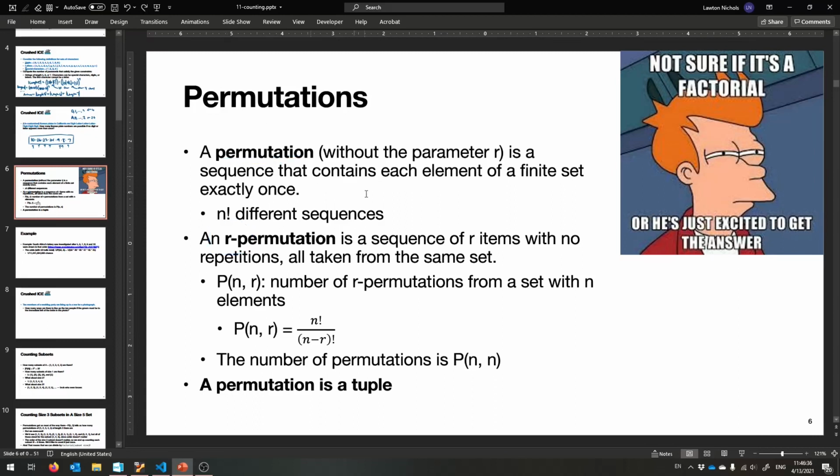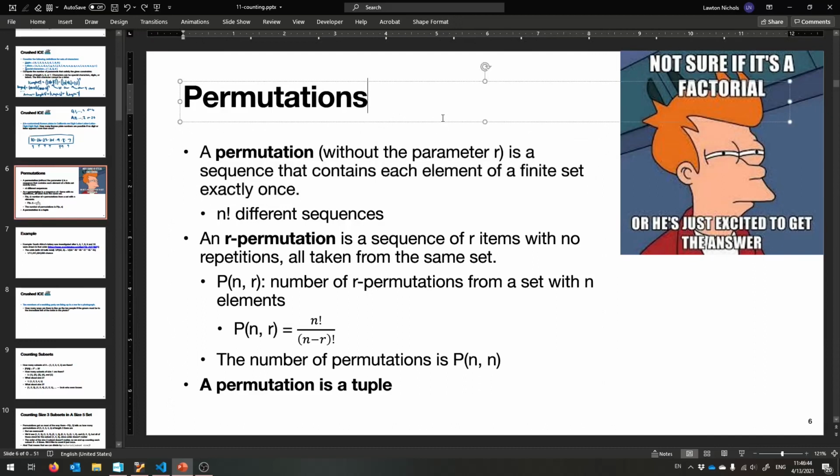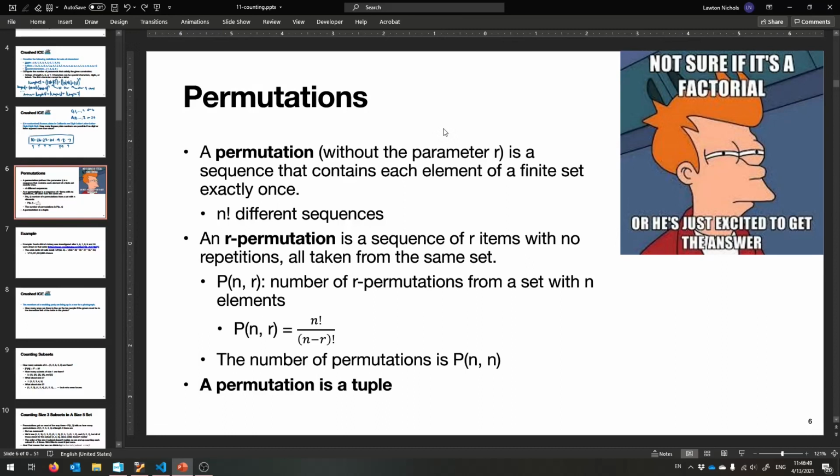So a permutation just by itself is a sequence that contains each element of a finite set exactly once, okay? So if my set A is like 1, 2, 3, 4, a permutation of this set is a way of arranging these elements in a certain order. So like I can pick the order 2, 1, 3, 4. That's a permutation of the elements of A.